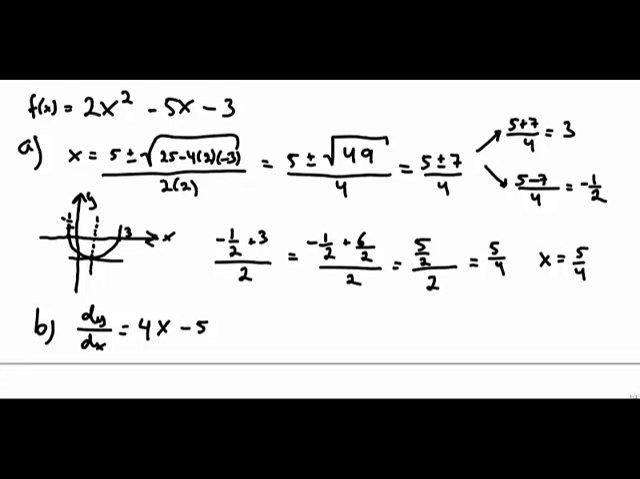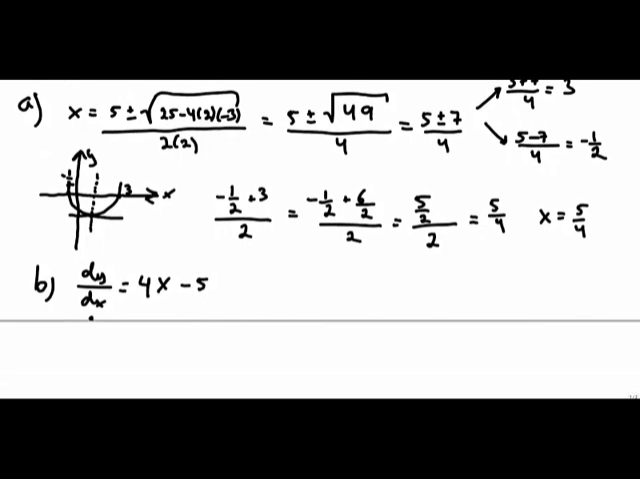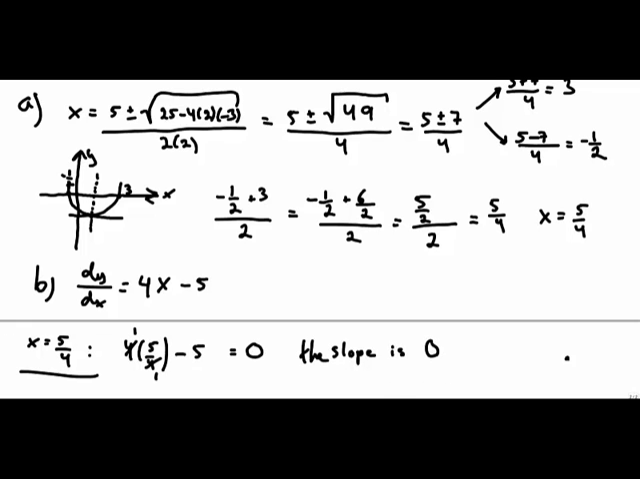Now, for x is equal to 5 over 4, we get the value here. So 4 times x, which is 5 over 4, minus 5. We can simplify here, so we get 5 minus 5 is equal to 0. So the answer is the slope is 0, and that we knew already, but now we confirmed it.